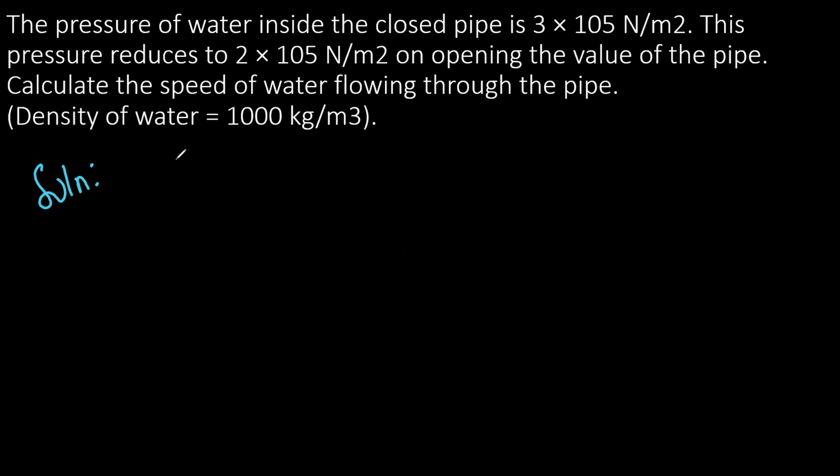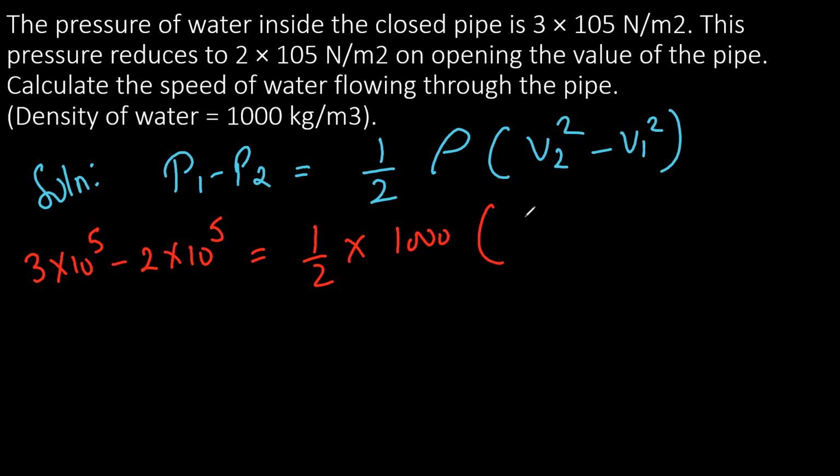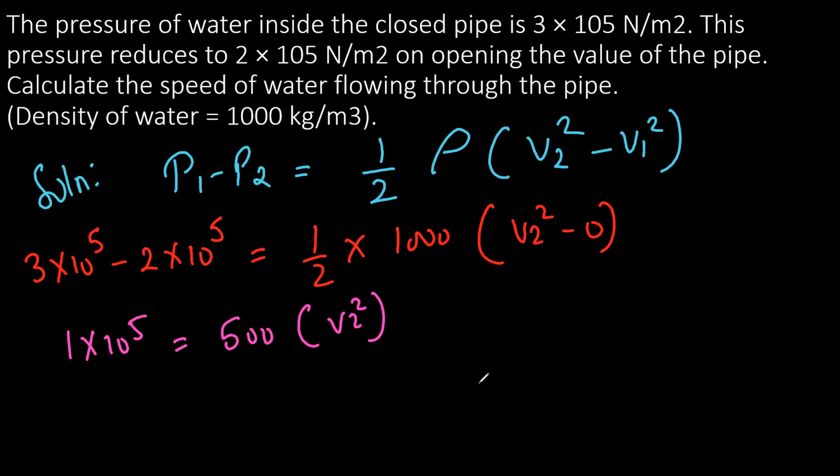So what is the solution? The formula is P1 minus P2 is equal to 1 by 2 density into V2 square minus V1 square. Now the initial velocity is 0. So P1 minus P2 means 3 into 10 raised to 5 minus 2 into 10 raised to 5, equal to 1 by 2 into 1000 into V2 square minus 0. If I solve it, this will become 1 into 10 raised to 5, and this will become 500 V2 square.